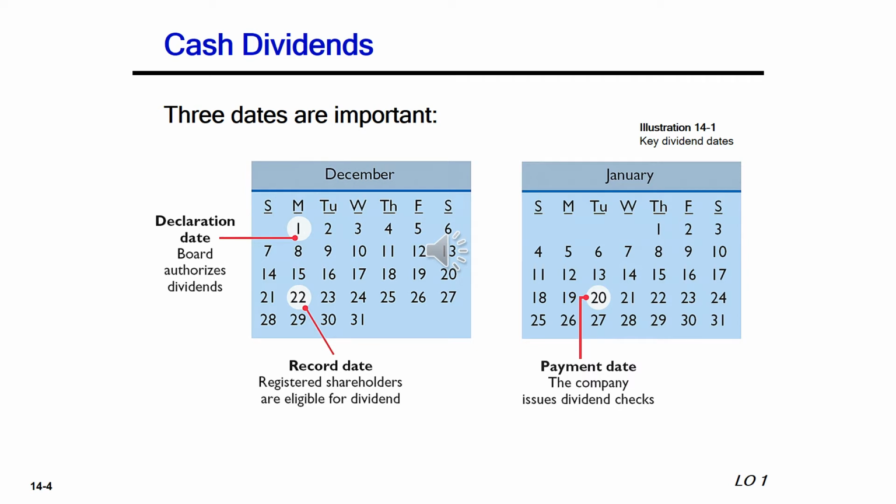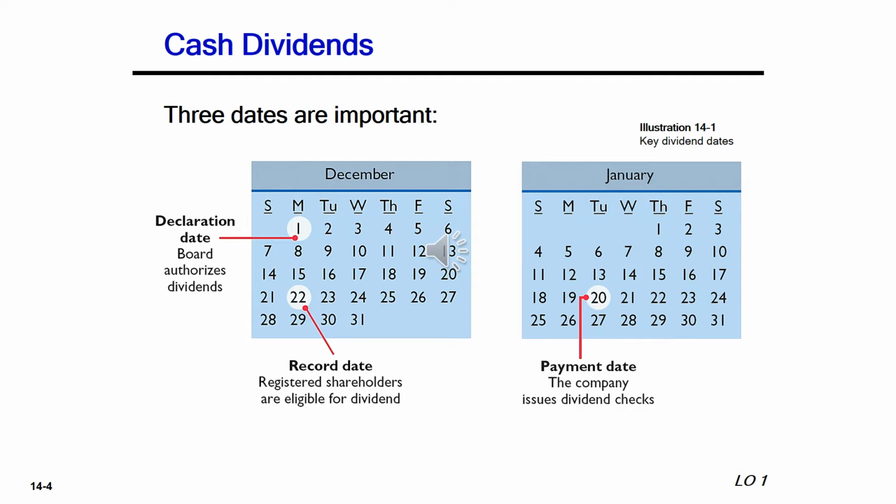When dealing with cash dividends, there are three dates that you need to pay attention to. The first is the declaration date. Basically, on this date, the board of directors would authorize the dividend distribution. And then we have the record date, which is the day in which the registered shareholders would be eligible for dividends. So if you own the stock on that day, you would be eligible to collect the dividend.